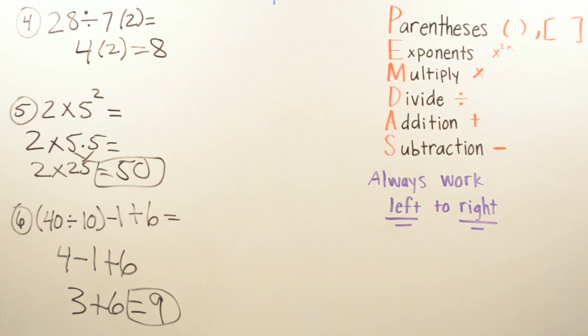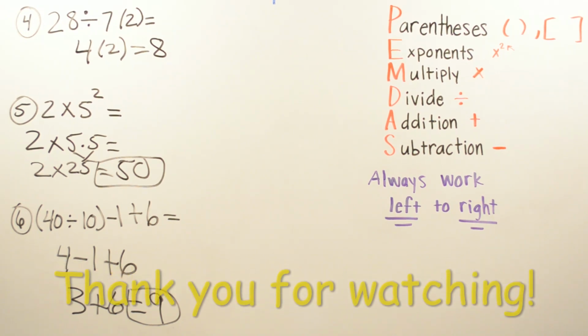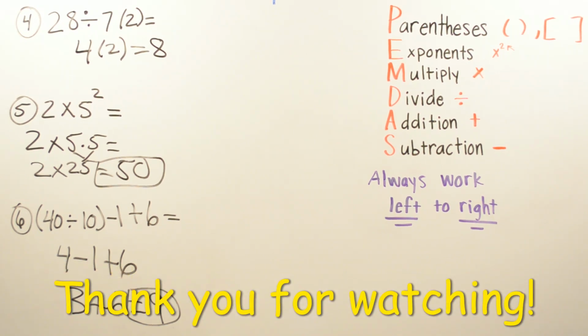Don't forget that if you're still having problems and if you think I went too fast, just go back and look at the examples again and again as many times as you have to, so you can understand how to do the order of operations.